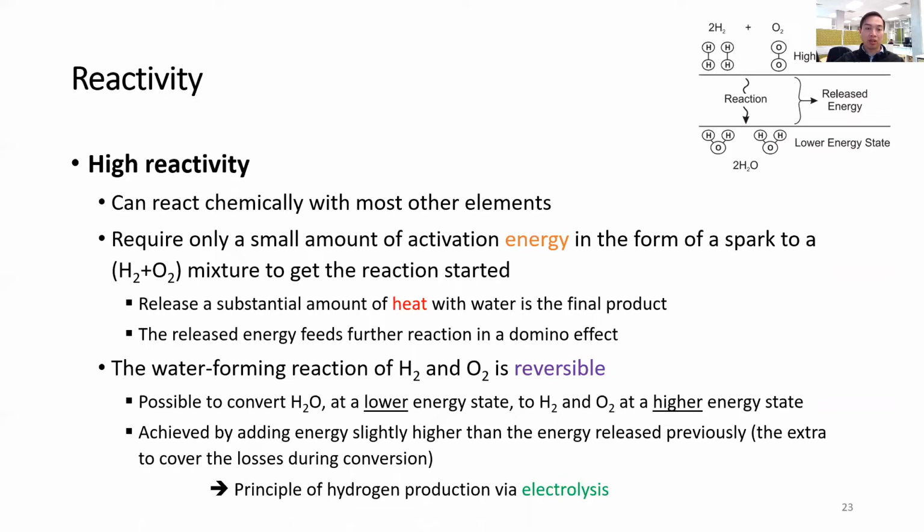The good thing about this water forming between hydrogen and oxygen is that it is reversible. And what I mean is that you would be able to convert the water molecule at the lowest energy state back to hydrogen and oxygen at the higher energy state. And this can be done by adding energy slightly higher than the energy that you would acquire from the hydrogen and oxygen reaction. The extra energy is basically just to cover any loss that would be associated during that conversion.